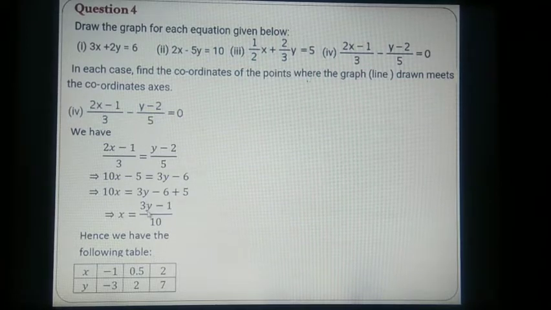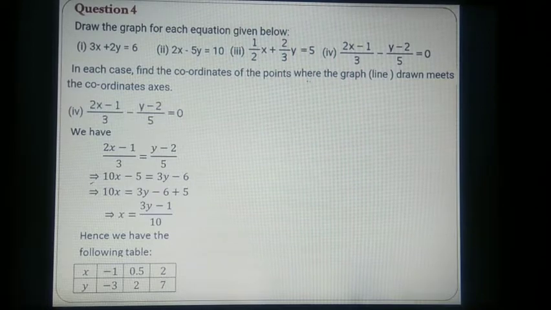Now whenever y is minus 3, since there is a y on the right hand side, then the value of x is going to be minus 1. You can verify it. Similarly, whenever y is 2, the value of x is going to be 0.5. You can again verify that. Similarly, whenever y is 7, the value of x is going to be 2.